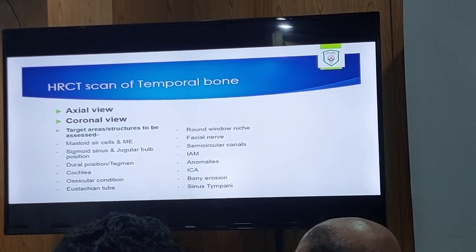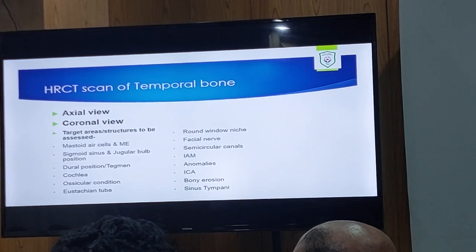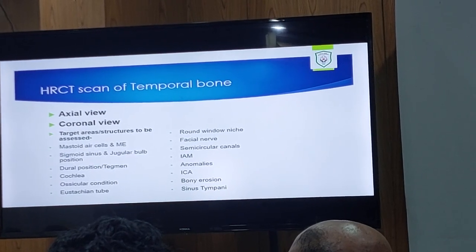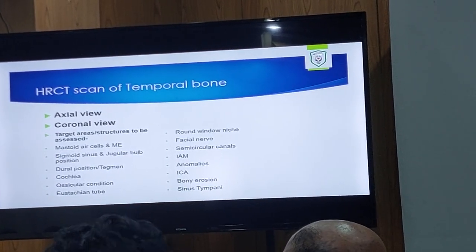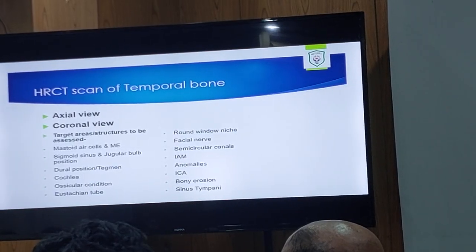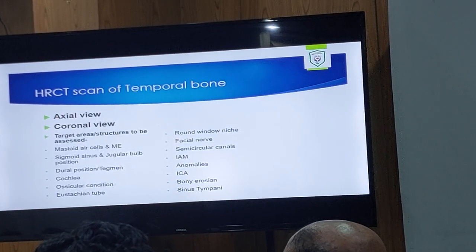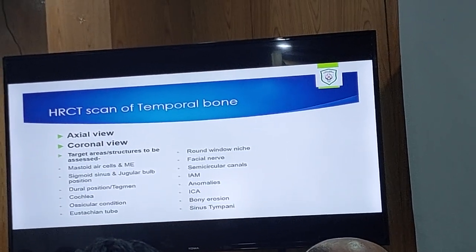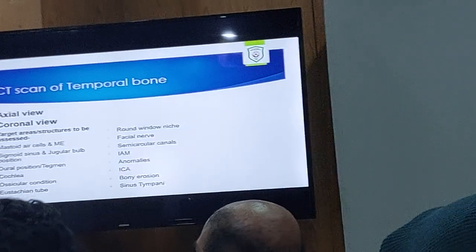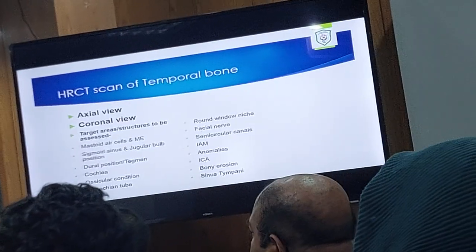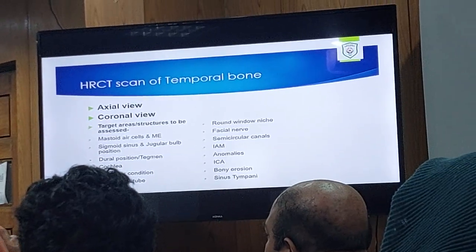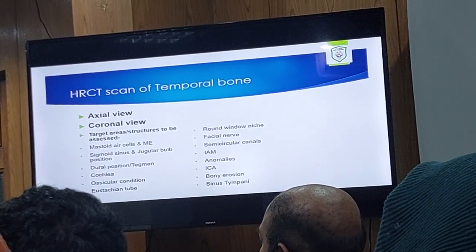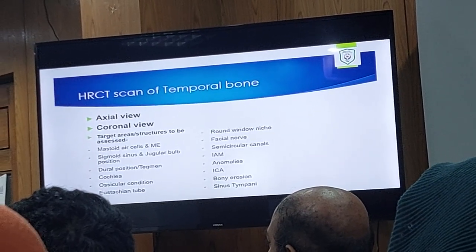So our target area, we must see the normal anatomy like mastoid air cells, middle ear, sigmoid sinus, jugular bulb, dural position is important, cochlear condition, ossicular condition, stapes condition. All these things are very important to look at. So we must look at this normal anatomy. First we should look at the normal anatomy and then the pathology.